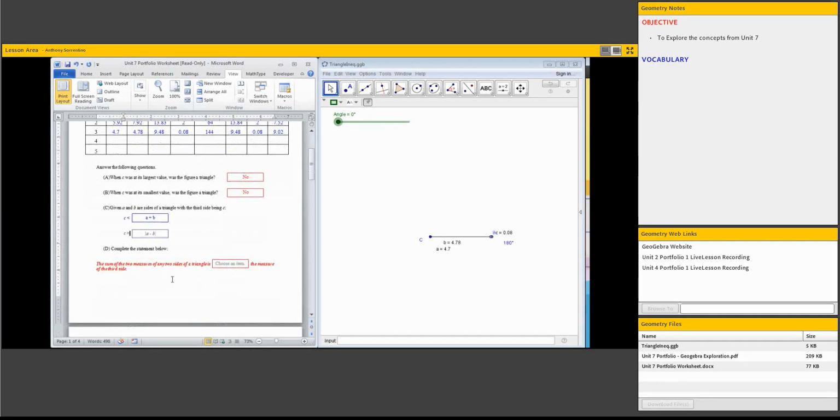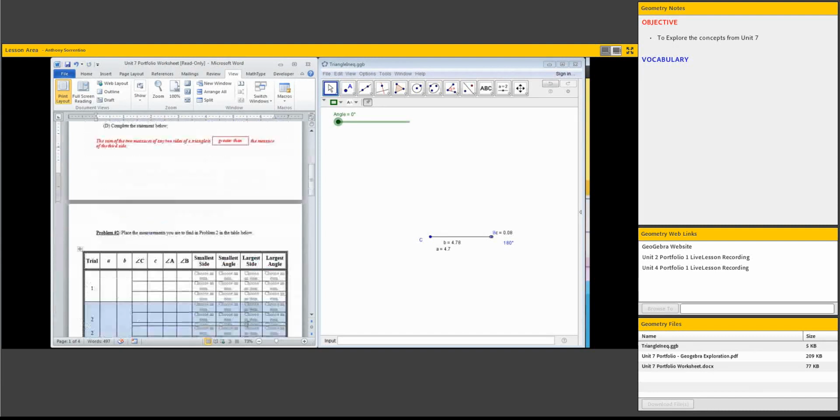And it says here, the sum of the measures of any 2 sides of a triangle is, so if I take 2 sides of a triangle and add them up, how does that relate to the measure of the third side? Well, that sum has to be greater than the measure of the third side. And that's a rule that we learn about in this unit, so it shouldn't be a huge surprise to you.